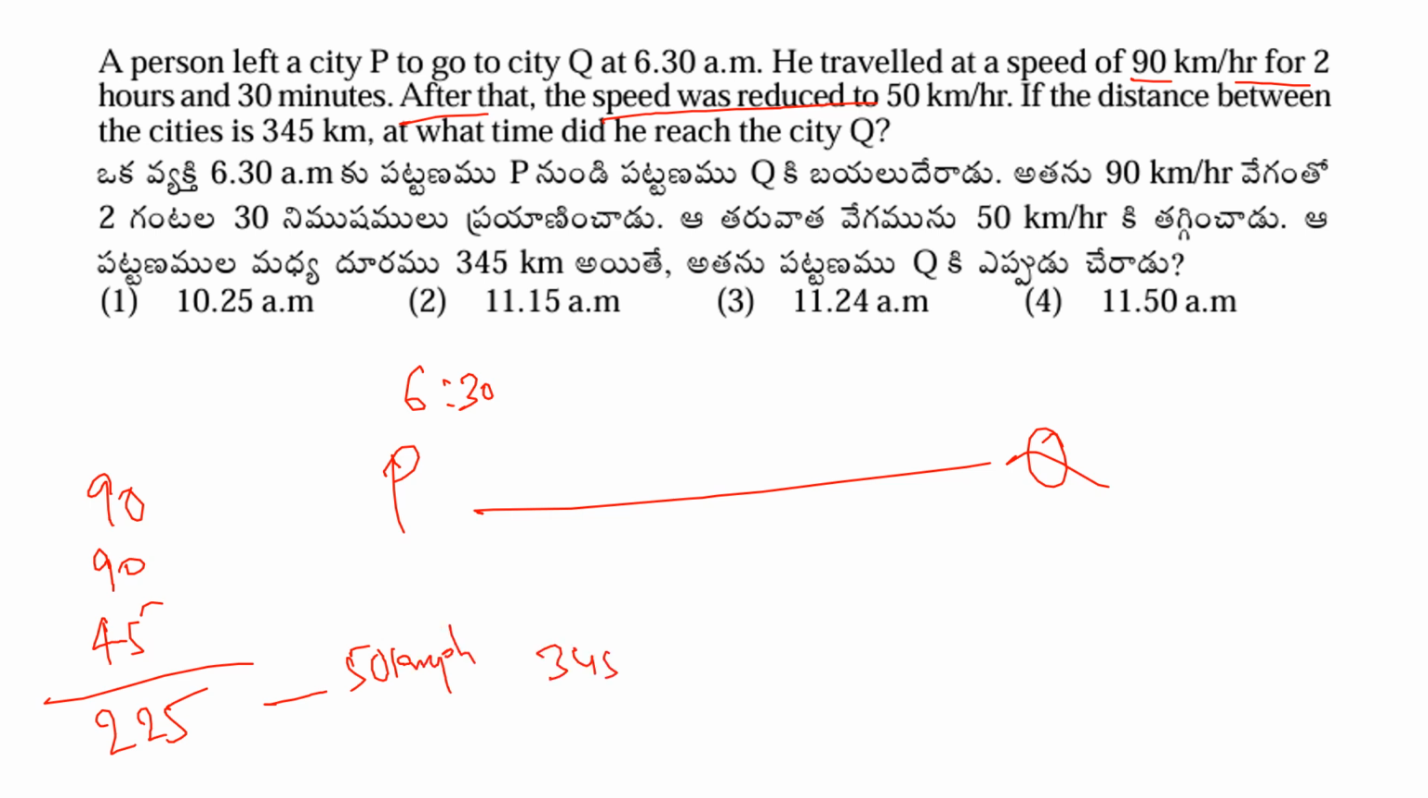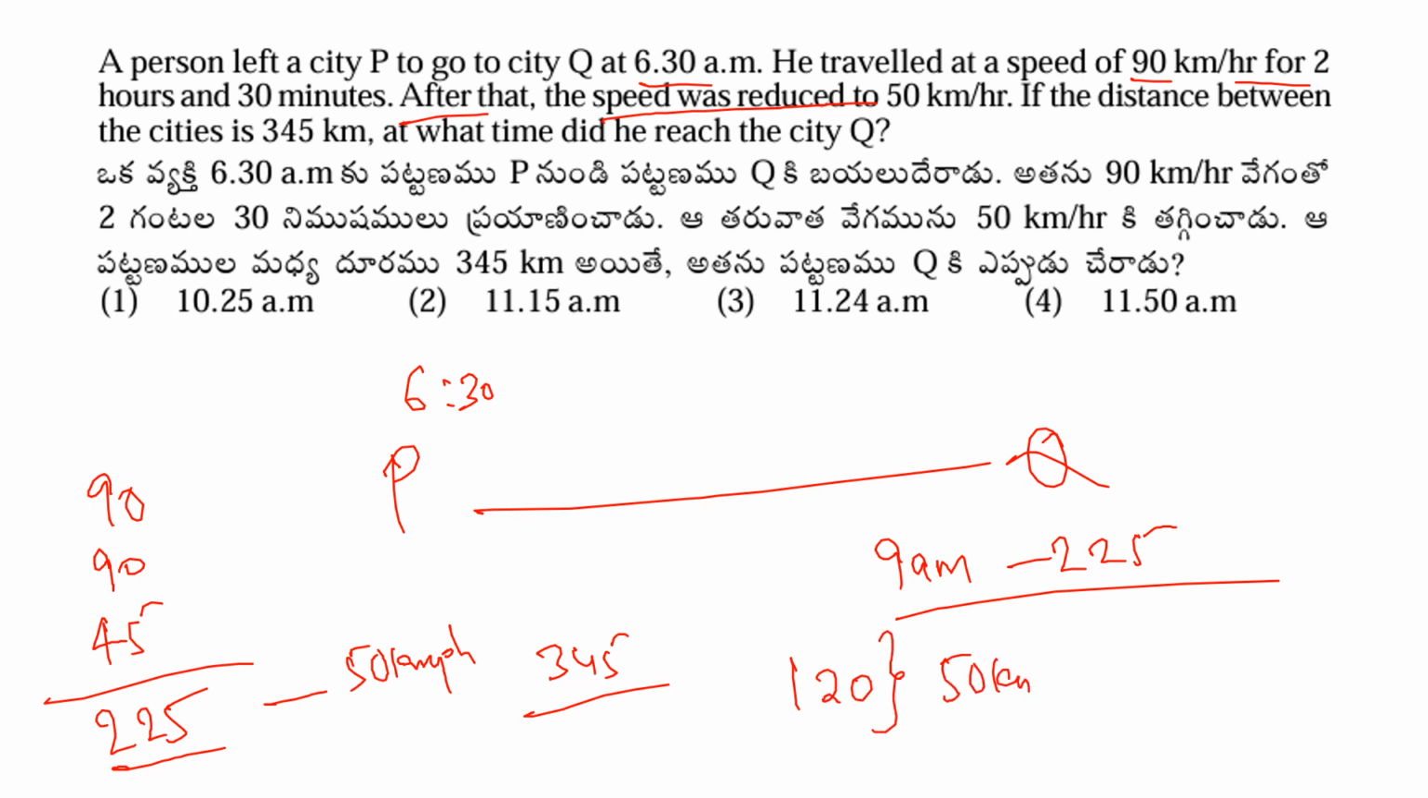345 is the total distance, friends. Easy, right? 225 I already covered in 2.5 hours. 6:30 plus 2.5 hours is 9 a.m. By 9 a.m. I covered 225 kilometers. So what is left? 120 kilometers. In 120 kilometers I have to cover with 50 kilometers per hour. Next 2 hours, by 11 a.m. I covered the next 100 kilometers, so 325. How many kilometers left? Just 20 kilometers left. So it was asking about after 11.